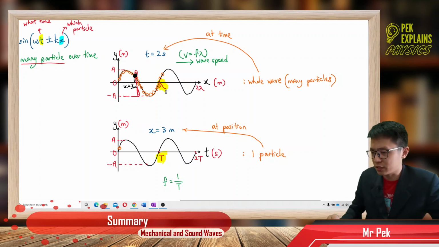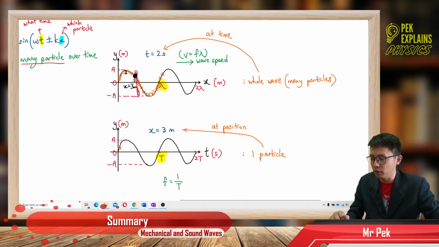This is very important. Both graphs can give you the amplitude, but the displacement-distance graph gives lambda and the displacement-time graph gives the period. Lambda and period are very important. From the period you can get the frequency, because f equals 1 over period.